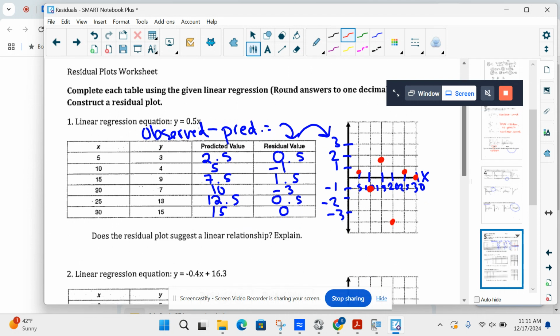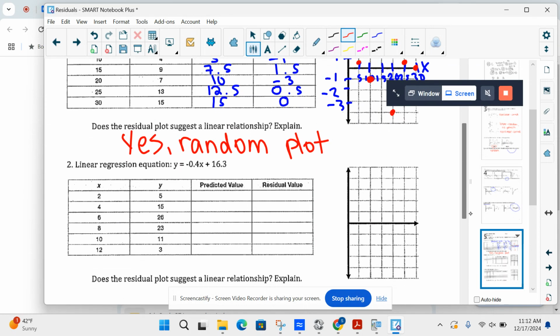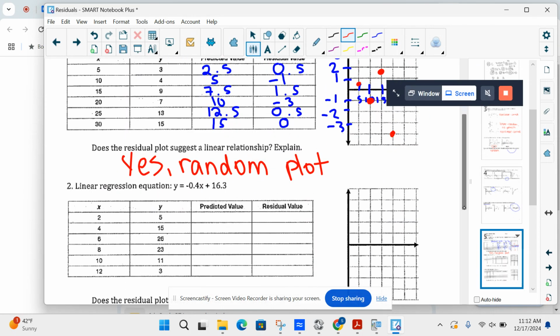Does the residual plot suggest a linear relationship? So do you observe a pattern, or does it seem to be more random? So this is that we use the linear equation to model this. What do you think? It is random, yes. So that means, yes, a linear model is a good fit. So yes, random plot. You could write a full sentence if you want.